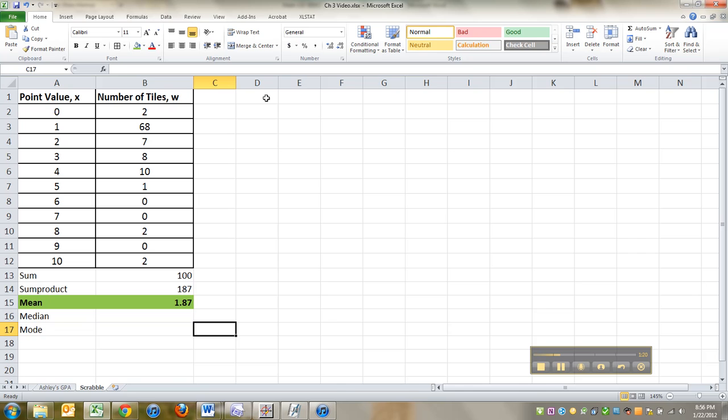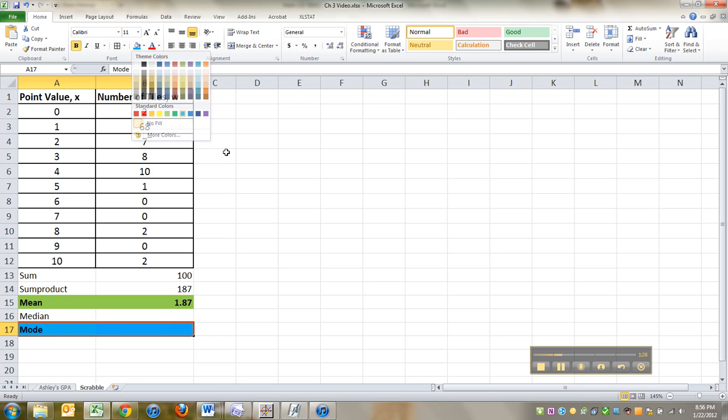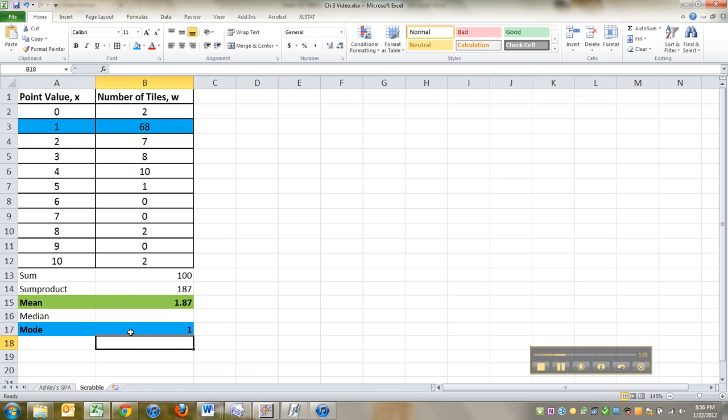Now let's talk about the mode for a second, because the mode's the easiest. The mode is whichever one occurs the most often, which if you look at it, is really obvious. Which point value is the most common by far? It's right there. It's 1, right? So the mode is 1. Simple as that.